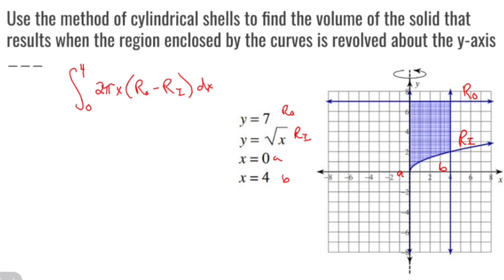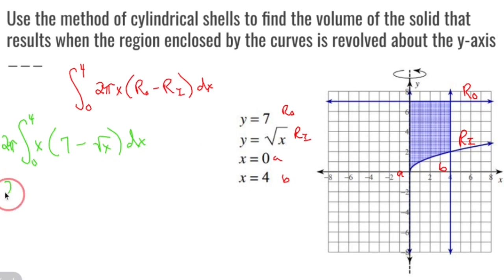So let's get started. I'm getting a pen. We have, let's move 2 and pi out here. Keep x right there. Lower limit's 0, upper limit's 4. Parentheses, my outer radius, my upper guy is y equals 7, so we'll just do 7 minus the inner radius, which is root x, close it, dx.